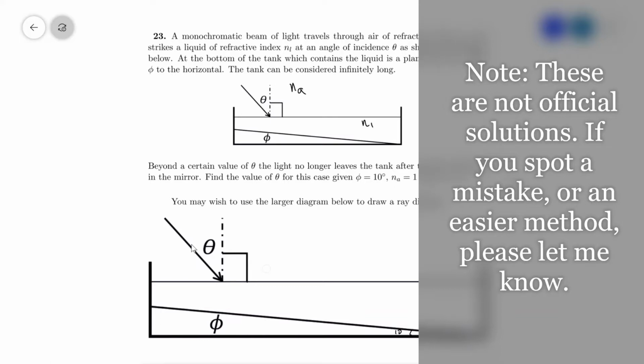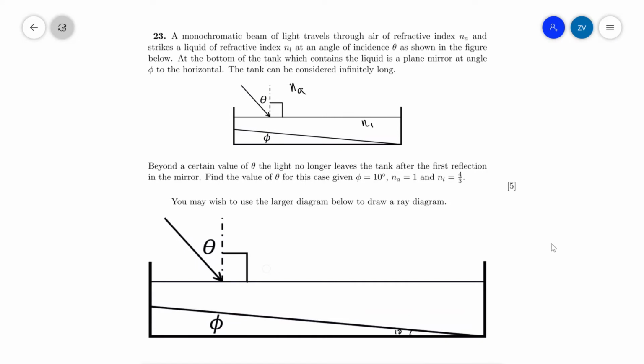Well, let's get started with question 23. A monochromatic beam of light travels through air of refractive index Na, and it strikes a liquid of refractive index N1 at an angle of incidence theta, as shown in the figure below. The bottom of the tank, which contains the liquid, is a plane mirror at an angle phi to the horizontal.